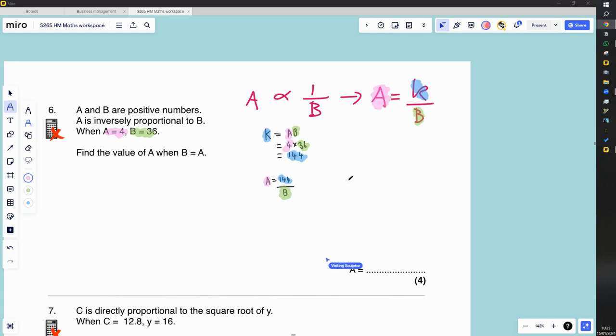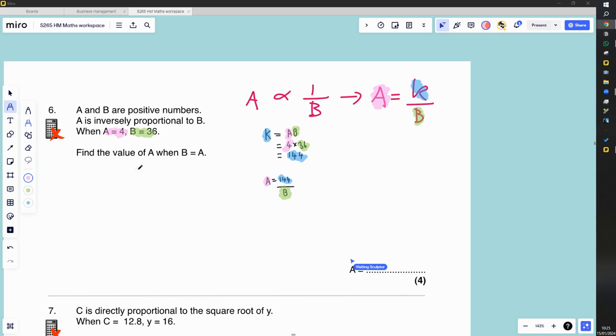So now we have our equation for A in terms of B. What we did is we rearranged this formula: K is equal to A times B. We took these numbers for A and B, put them into that equation, and found out our value for K. Now we have our value for K, we put it back into the original equation. So we have A is equal to 144 divided by B.